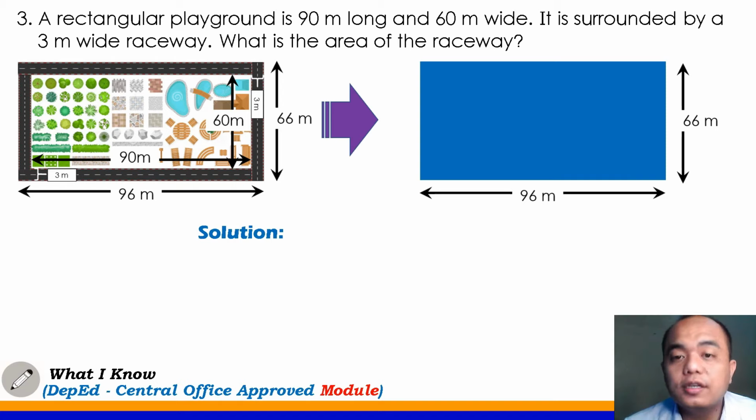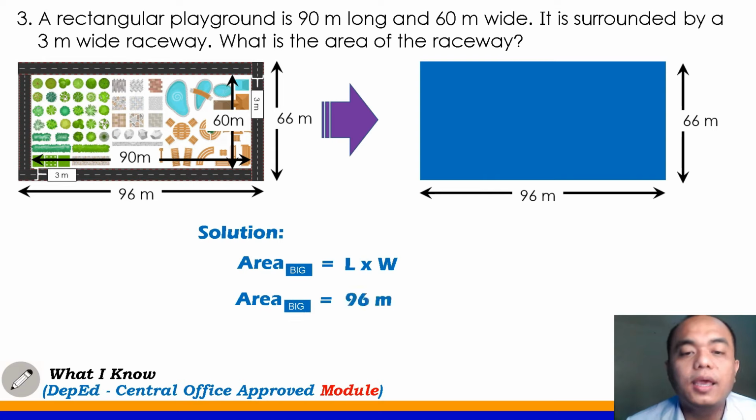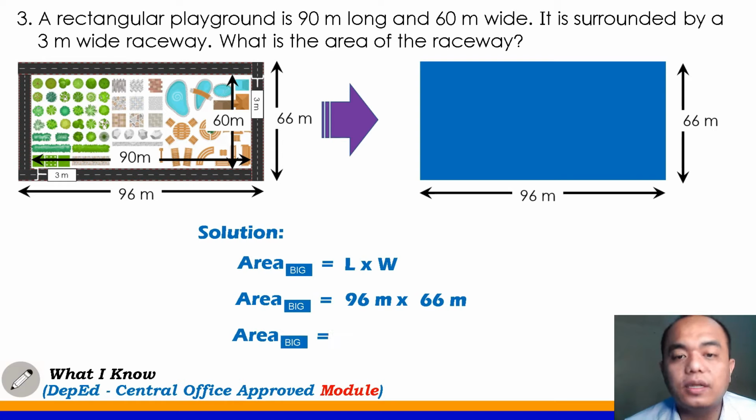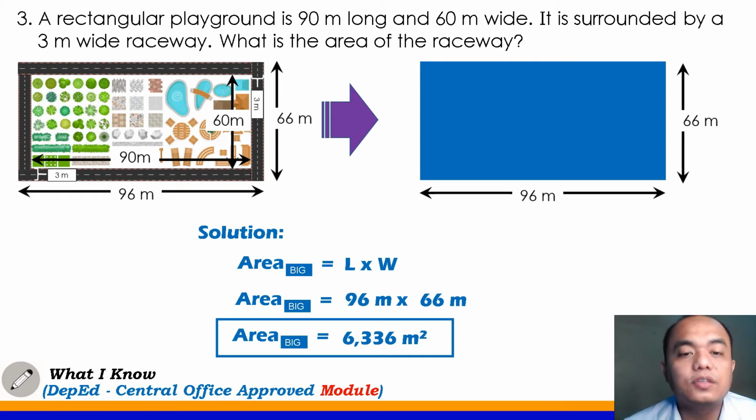Let's solve first the area of the shaded part, which is the big rectangle. So, gagamitin natin yung area of the big rectangle equals length times width. And then we have 96 the length and we have 66 meters yung width. So 96 times 66 will give you 6,336 square meters. Okay, that's clear. Next, so this is now the area of our big rectangle.